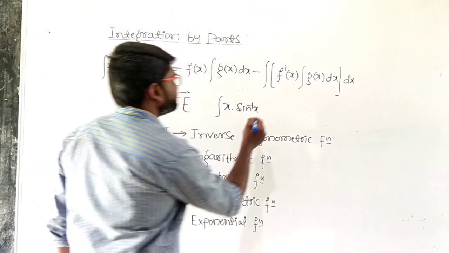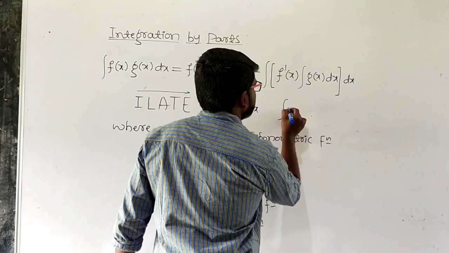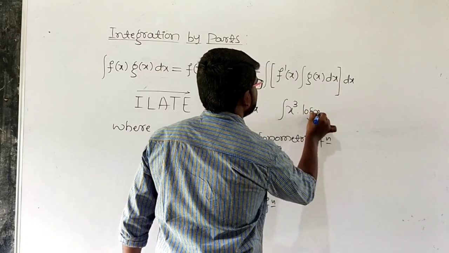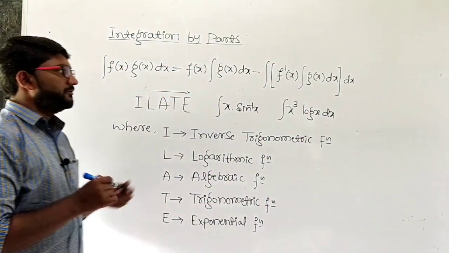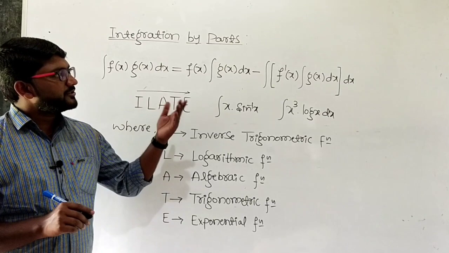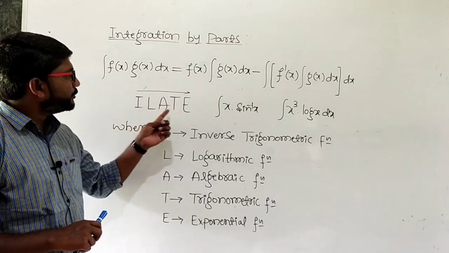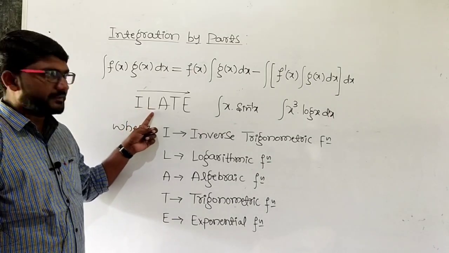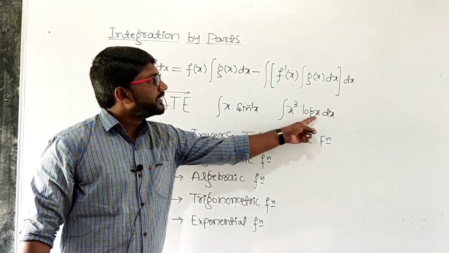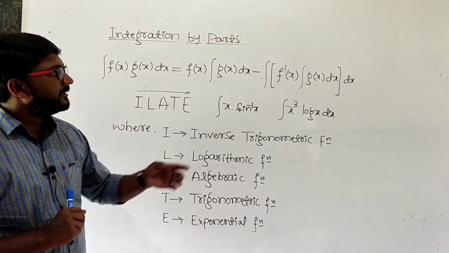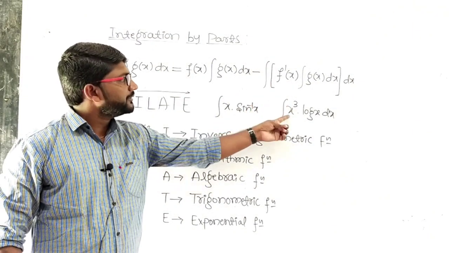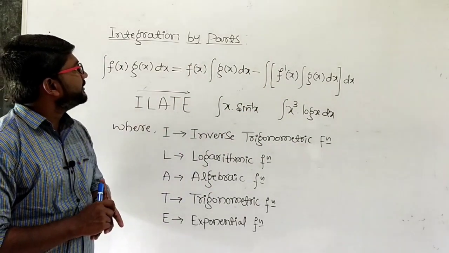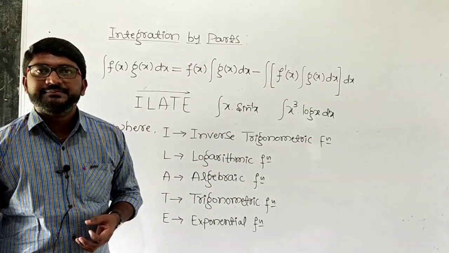For example, if you have x cube into log x dx, which one is going to be f of x and which one is g of x? See the ILATE rule. After inverse trigonometry, we have the logarithmic function. That means log x is going to be the first function, and x cube, being algebraic, you have to take as the second function. So this is the introduction of integration by parts.